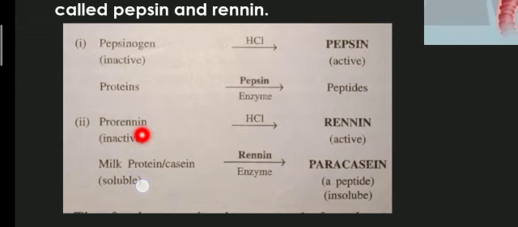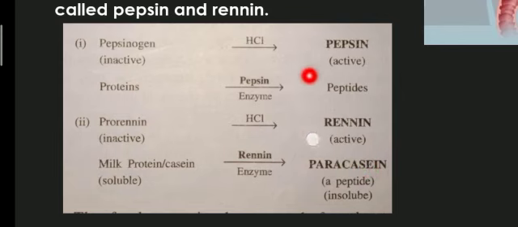The second enzyme which is present in the stomach is prorenin, which is in inactive form. Because of the presence of HCl, prorenin is converted into renin, and then this renin helps in the breakdown of the milk protein, casein, to form paracasein. Or we can call it curd.